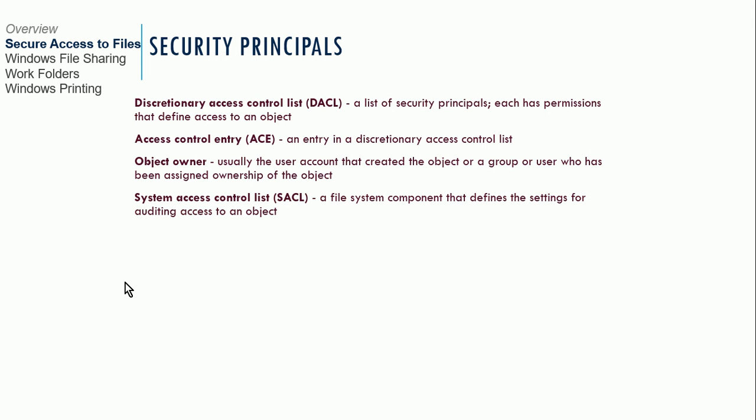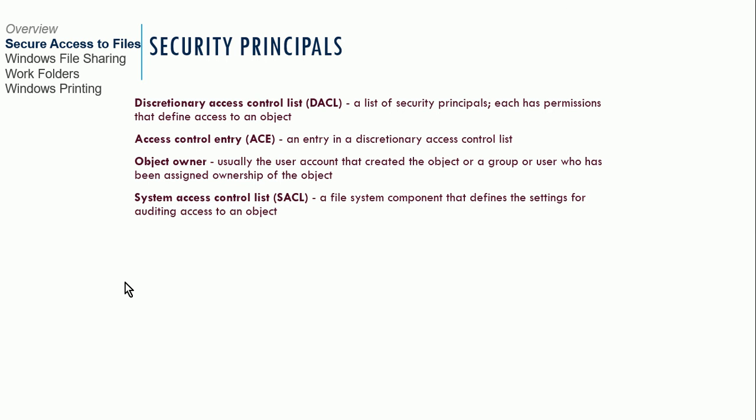A system access control list is a file system component that defines the settings for auditing access to an object. So in other words, when you create a file in Windows with NTFS, you are the owner of that file. We call that a discretionary access control mechanism because as the owner of that file, you decide what the permissions will be on that file when you create that file.